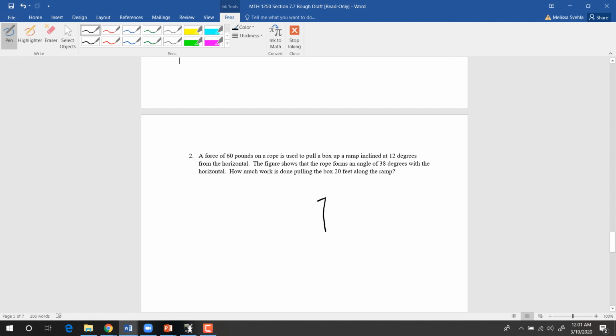Okay, so the idea is we have a ramp here, and we have a box. Actually, let me draw that because that angle is too steep, because it says my ramp is at 12 degrees. So it's probably a very narrow ramp. So 12 degrees here, and I have a box. Now notice when I am pulling the box, it is at 38 degrees to the horizontal, right? So my horizontal is here, but I'm pulling up at 38 degrees. Okay?